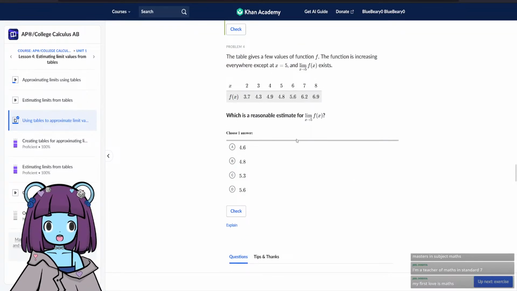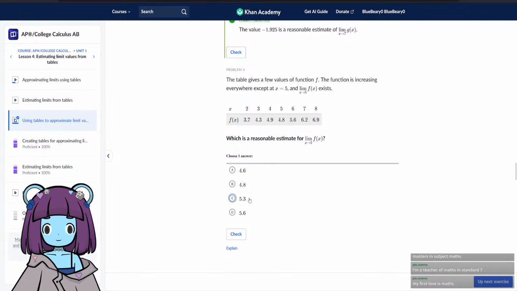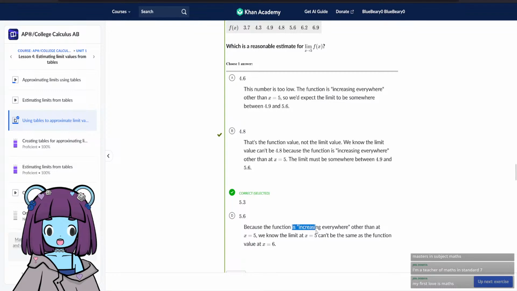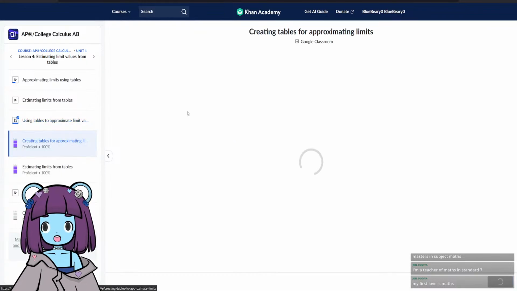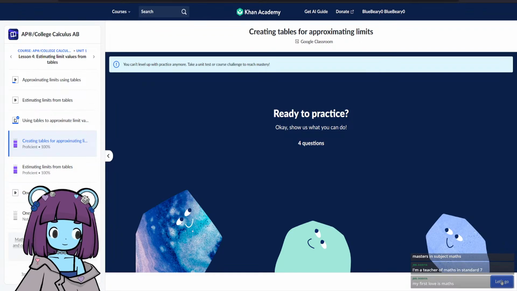What is a reasonable estimate for the limit as x approaches 5 of f of x? So this increases and it continues to increase. So I feel like this. Yes, because the function is increasing everywhere other than the actual x equals 5 value. Yeah, okay, we'll go back to the next section, to the practice.